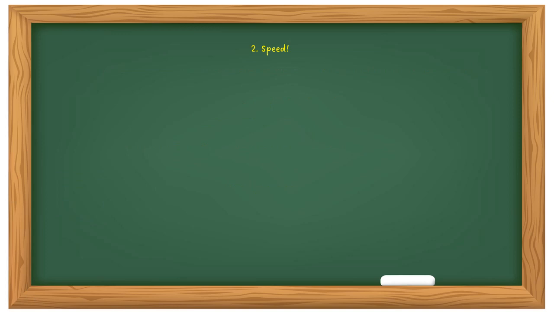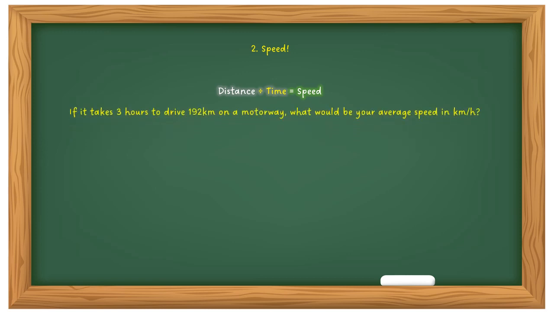Now let's look at speed. The formula for speed is the distance divided by time, and that gives you speed. If it takes 3 hours to drive 192 kilometers on the motorway, what would your average speed be in kilometers? Well, we know the formula is just the distance divided by the time. So it's 192 divided by 3, and that gives you 64 kilometers per hour.